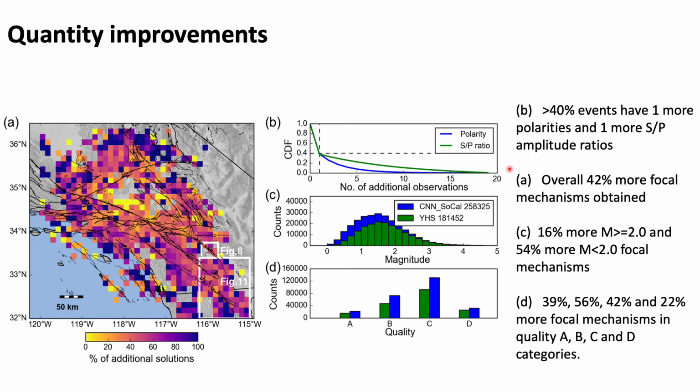We applied the improved procedure to all catalog events from 1981 to 2019. More than 40% of the events have at least one additional S/P-wave amplitude ratio and one additional P-wave polarity, leading to 42% more focal mechanisms than the standard catalog. Most of the improvements are from the small magnitude earthquakes and the quality B and C focal mechanisms.